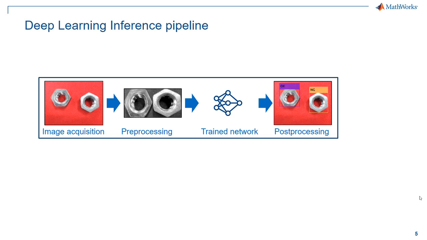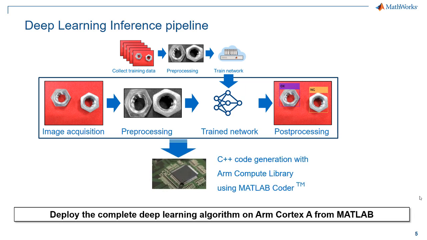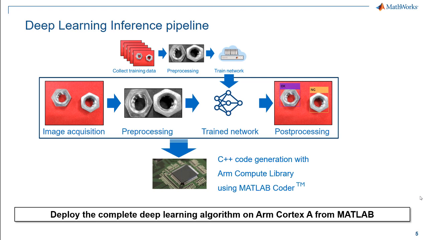Here is the complete inference pipeline for this application with image acquisition, pre-processing and post-processing around a trained network. The trained network is an outcome of the training process, and if you're not familiar with that workflow, please refer to the resources section. Using MATLAB Coder, you can generate code for the entire application and deploy to any Arm Cortex A based platform like the Raspberry Pi or HiKey 960 or NXP i.MX family of processors, to name a few.